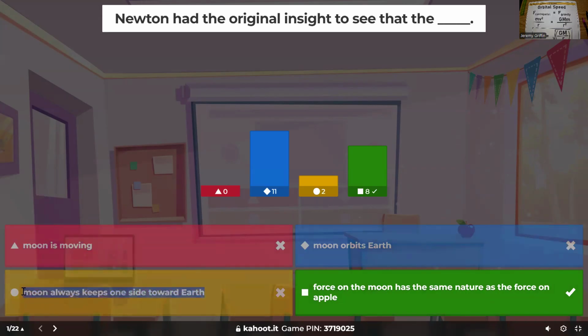What's this one? The moon always keeps one side toward Earth. You guys ever notice there's only ever one side of the moon facing the Earth? You never see the opposite side. In fact, before 1957, we never sent anything to space. We had no idea what the other side even looked like. So that's true. It's called tidal locking. It's related to the tides. There are a number of moons in the solar system that are tidally locked like that. But Newton wasn't the first person to figure that out. Newton was the first person to figure out this green one right here. That's what I'm looking for.